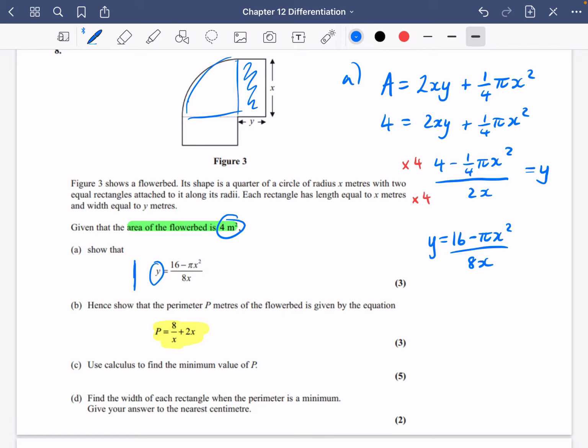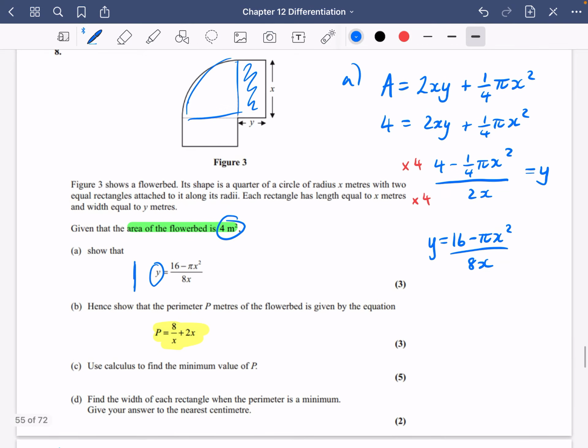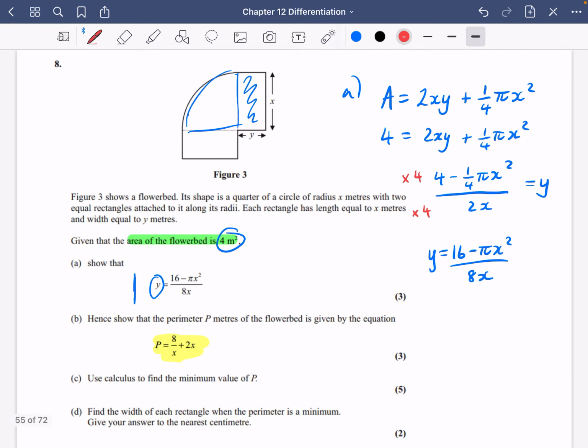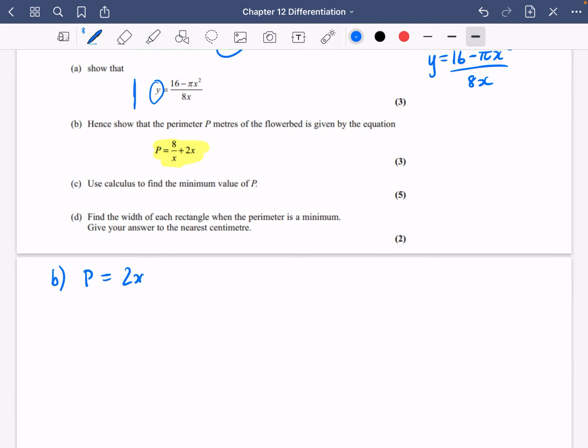Now it says, hence, show that the perimeter of the flower bed is given by this equation. So for part B of the question, we're going to come up with an expression for what the perimeter is. Well, let's ignore the fact that we know what y is. Let's just do everything in terms of x and y. So it looks like we've got an x and an x, so that's 2x, and then 1, 2, 3, 4 y's. So let's write that down. So we've got 2 x's and 4 y's.